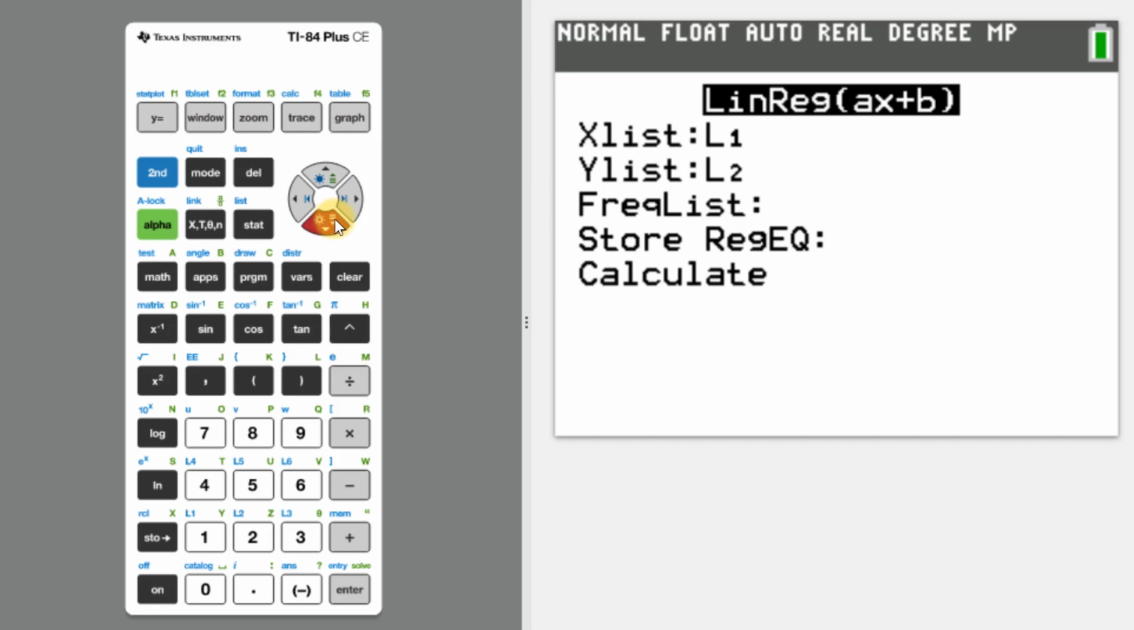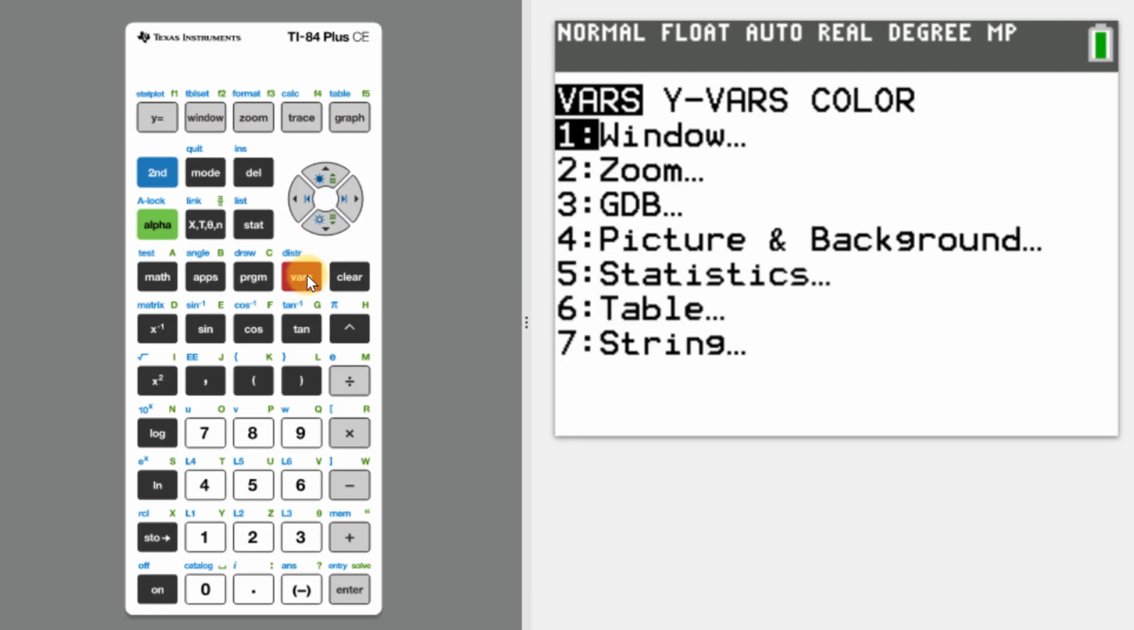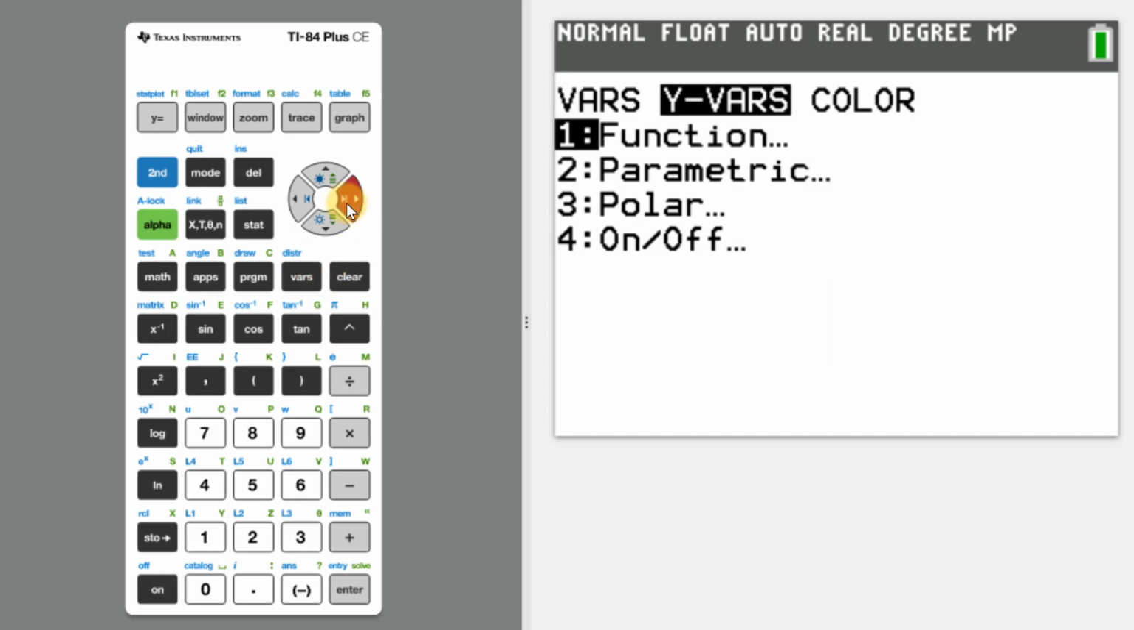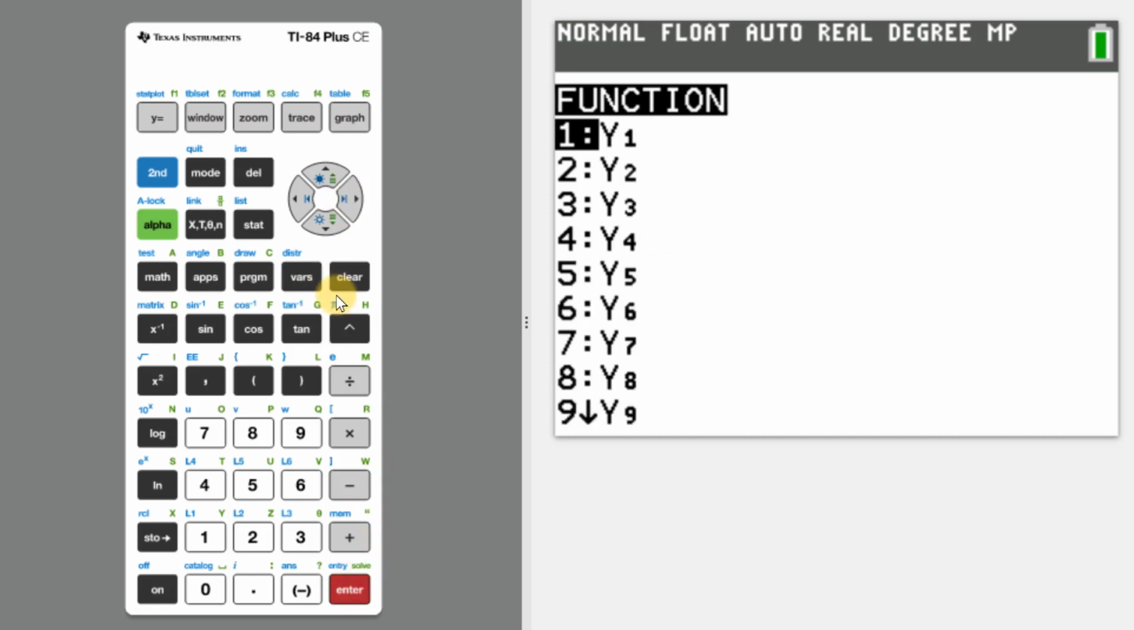And then come over here to store regression. This is going to generate an equation for us, which is what we're looking for, which is great. But we don't really want to lose it, because it's just going to give it to us in a window. So we're going to hit vars, scroll over to y vars, hit function, and then we're going to just store it in y1.